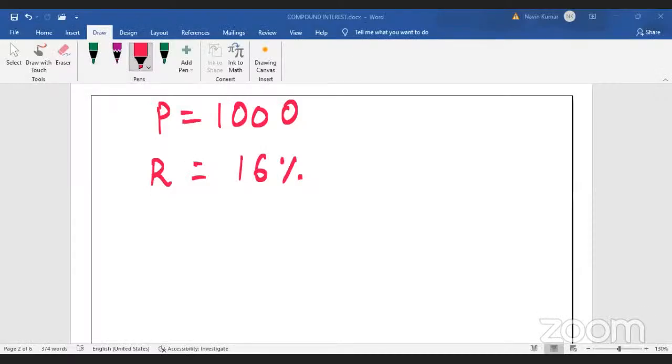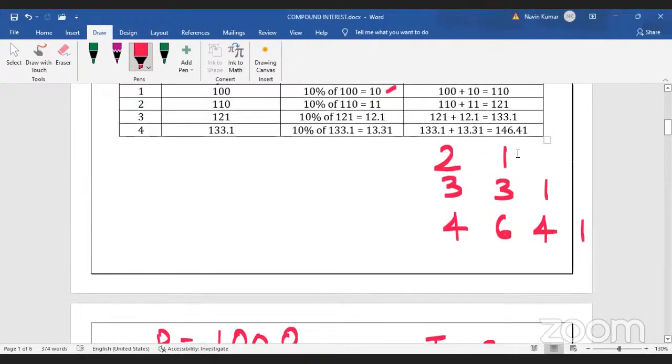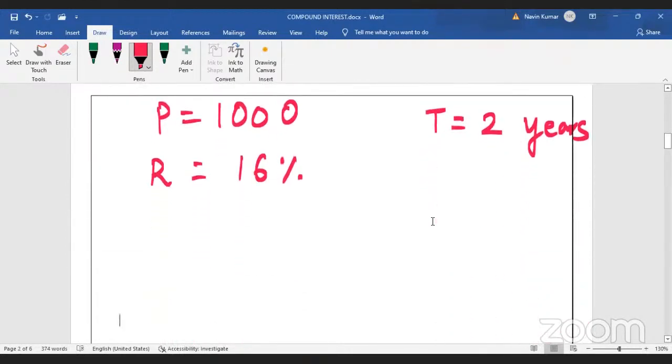Suppose principal is 1000 rupees and rate is 16%. Okay, and I'm taking time as 2 years. In that case, we know that for 2 years, it's 2 and 1. तो हम क्या करने वाले हैं? अब आप देखो, 2 यहाँ लिखेंगे और 1 यहाँ लिखेंगे.